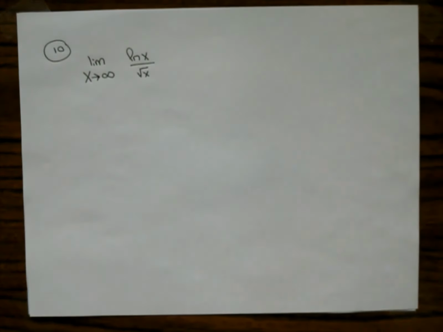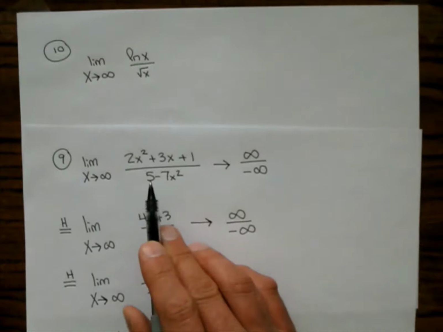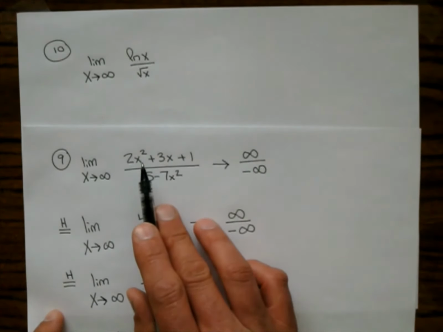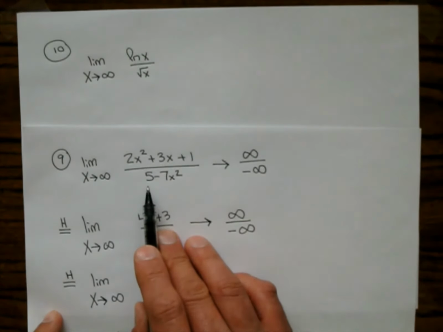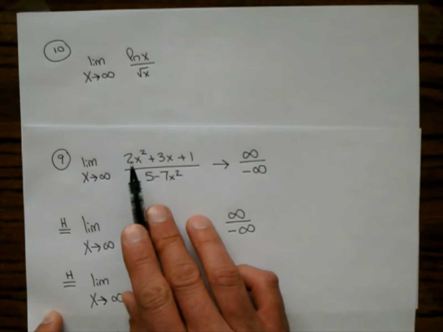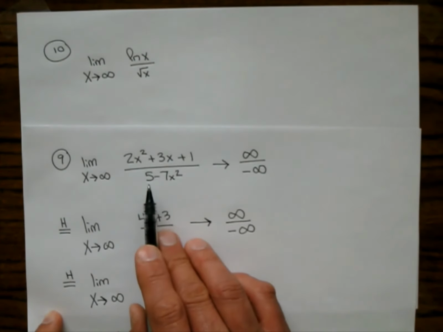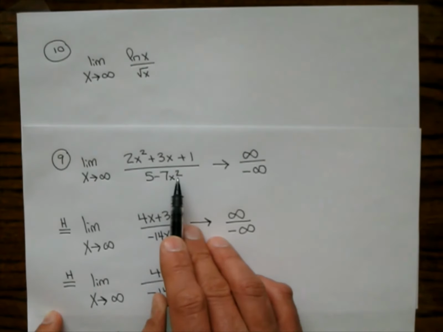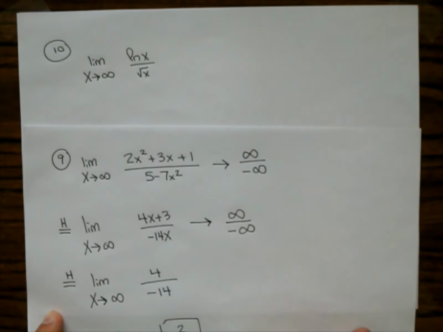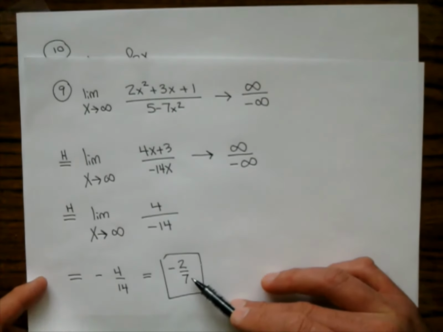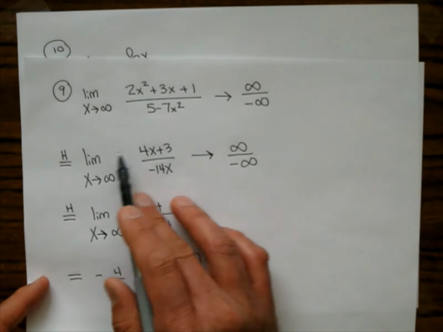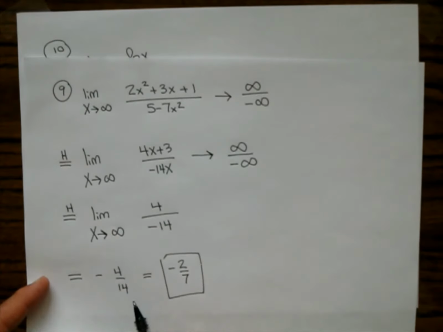Oh, by the way, on the previous problem there is another way of doing it, and we did these problems earlier. We can multiply top and bottom by 1 over x squared. When you do that, you get 2 plus 3 over x plus 1 over x squared, over 5 over x squared minus 7, and then send x toward infinity. You'd end up getting the same answer, which is right here. But the deal is, in this section, use L'Hopital whenever you can use L'Hopital.